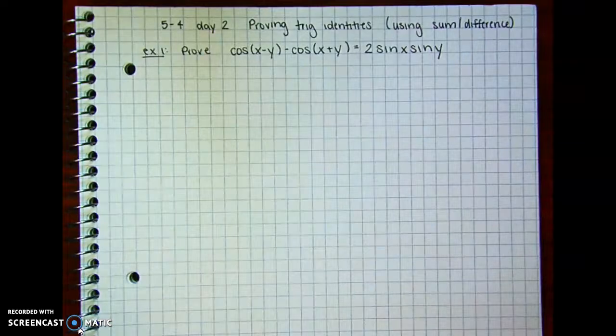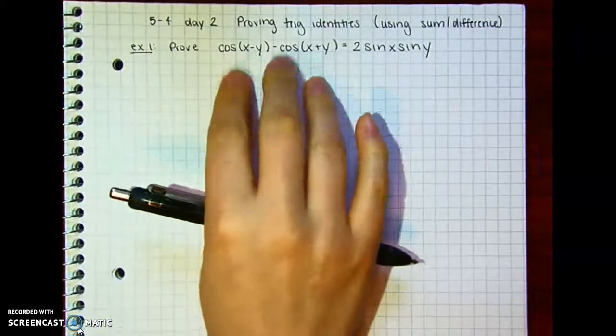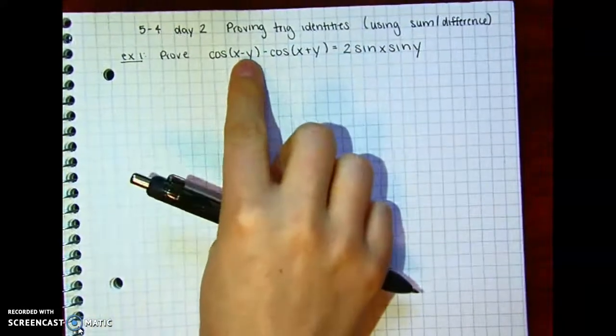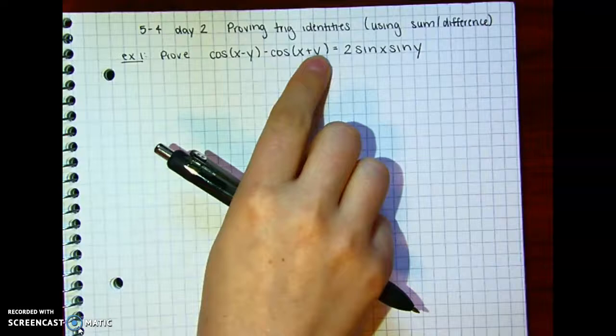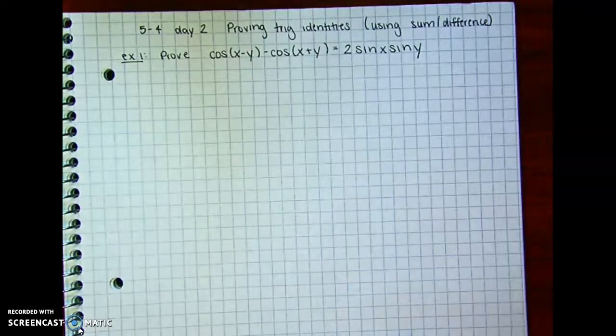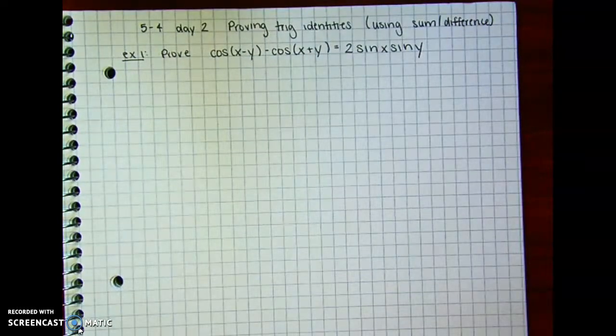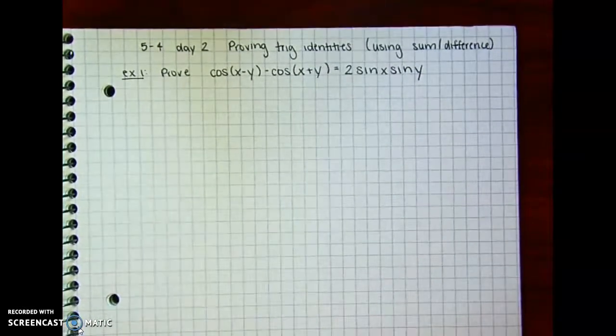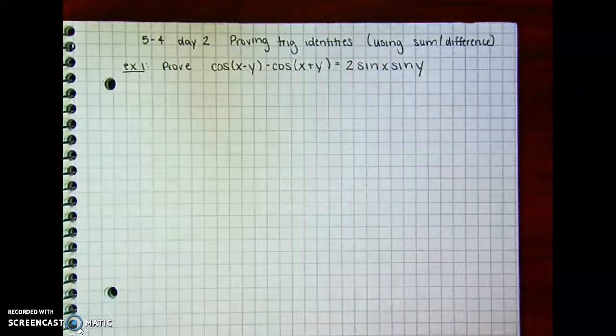So right off the bat, we're going to start with the left side, and we are adding two angles and subtracting two angles. So we know we want to use the sum and difference identities. I'm going to start with the difference identity for the first one. Because we're doing the same type of identity, we can do it all in one line.